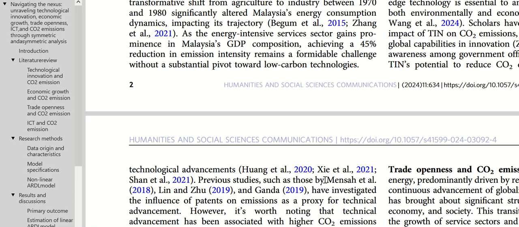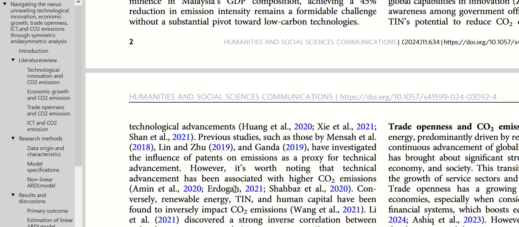After that, the previous studies suggest that they have investigated the influence of patents. Patent, in this research, means technological innovation on emission, as a proxy of technological advancement. However, it's worth noticing technological advancement has been associated with higher CO2 emission. So this study is arguing with the previous one. The previous one says technological innovation reduces CO2 emission, but this study is discussing that technological innovation leads to higher CO2 emission. So they are both arguing with each other.